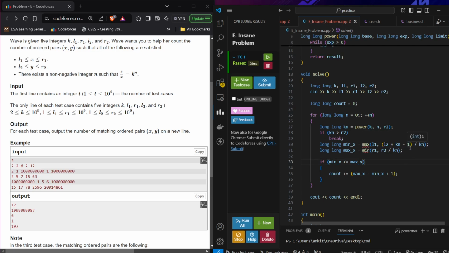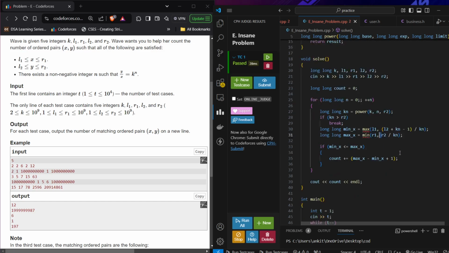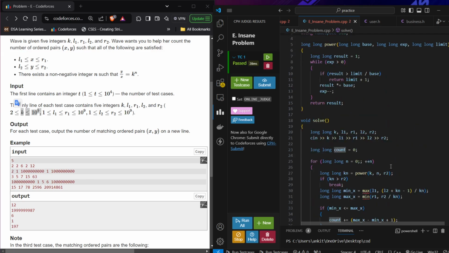Now this minimum x and maximum x should also satisfy L1 and R1, so we take the maximum of L1 and the minimum x, and the minimum of R1 and R2 divided by k^n. After that, we check whether the maximum value we got is greater than or equal to the minimum x. If so, we add maximum minus minimum plus 1 to our counter, and this continues until the break statement is satisfied. This won't be very large, as 2 to the power 30 is around 10 to the power 9, so that should not be an issue. Finally we return our count, which is our answer. So this was all for this question.